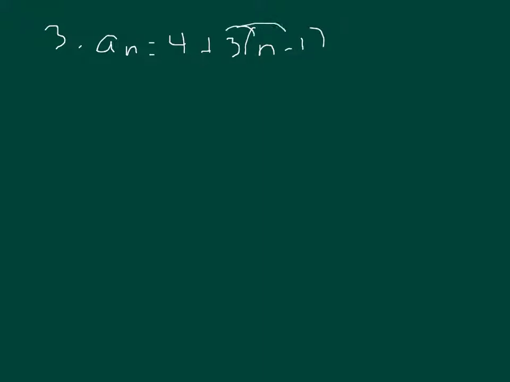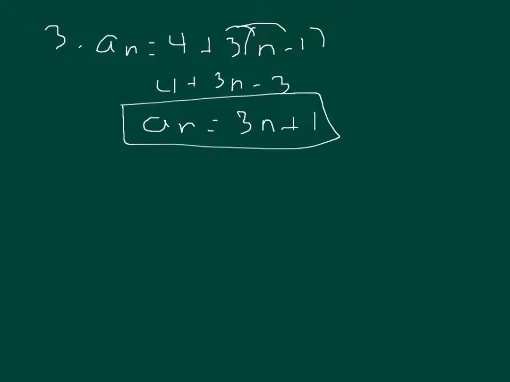So we distributed, remember, so that was 4 plus 3n minus 3, and the nth term is equal to 3n plus 1. That's the explicit formula for an arithmetic sequence. And number 4, find the sum of the first 20 terms in the sequence 4, 2, 0.